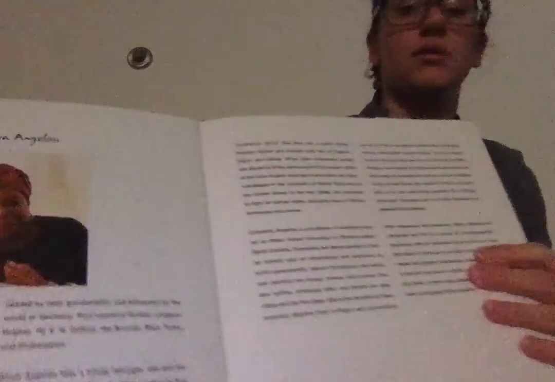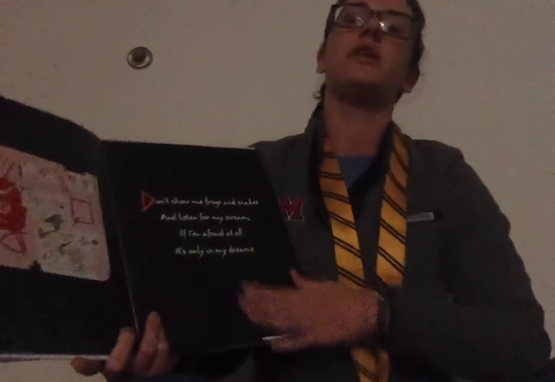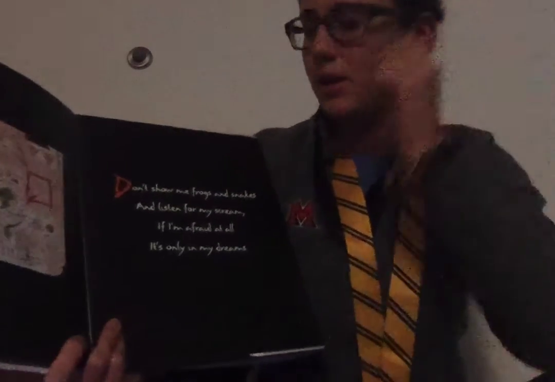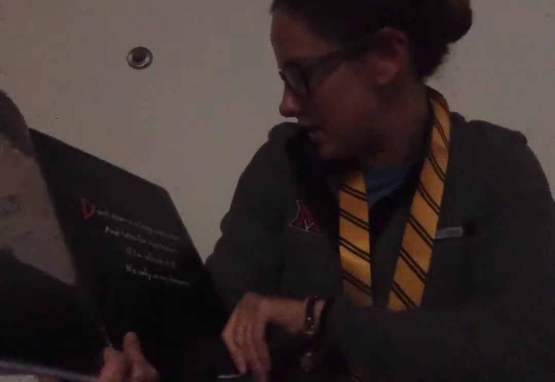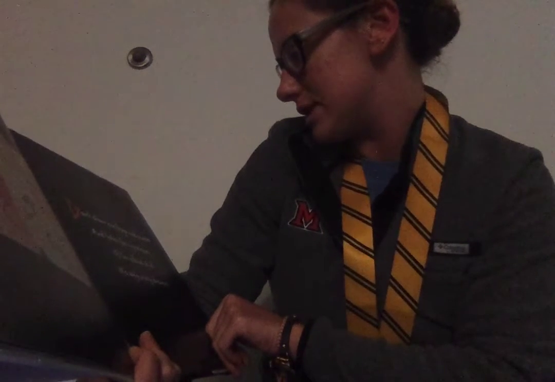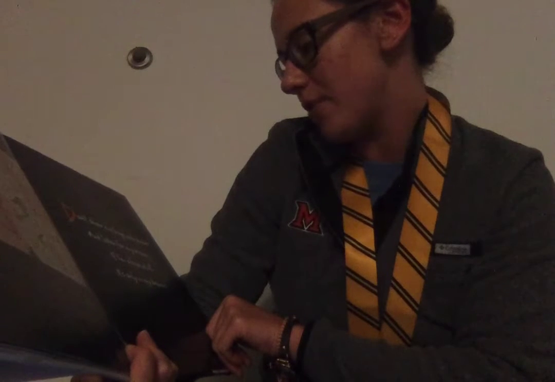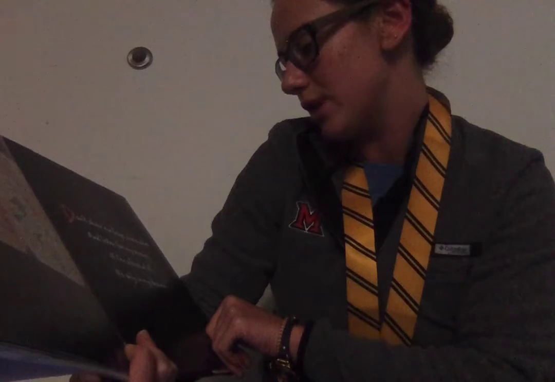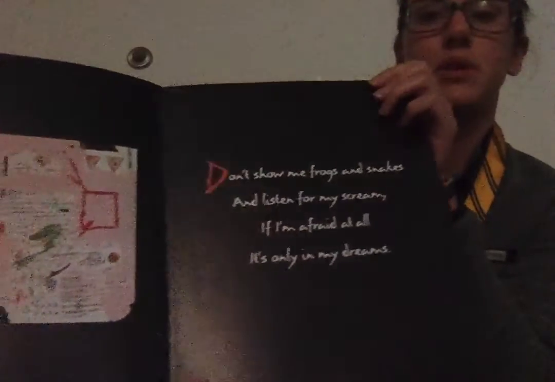And then they have a picture and a bio of Maya Angelou in the back. Right here. We're just going to read part of her poem, and study it as if it was just one poem. So it says, Don't show me frogs and snakes and listen to my scream. If I'm afraid at all, it's only in my dreams. I'm going to read that one more time so we can really study it.